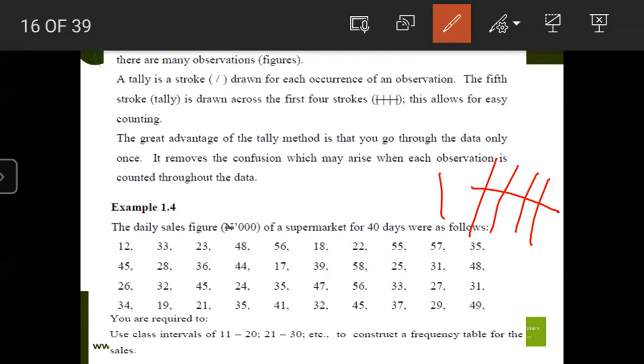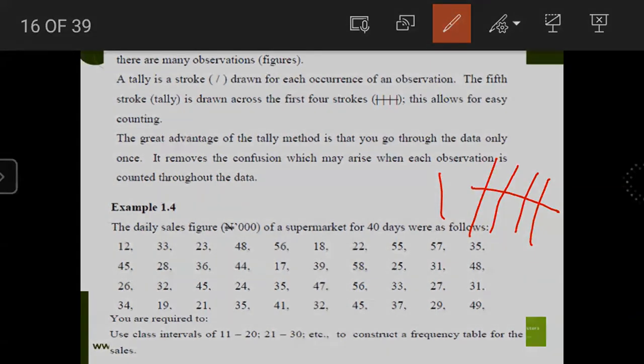Let's take, for instance, the daily sales figure, given in thousands, of a supermarket, as follows. If you look at the data, you will see that though we can start finding the numbers of 12, the numbers of 33 and the rest, you might not get an accurate calculation. So we are now going to use what you call group data to analyze. In analyzing it, we are going to use class interval. So let's get started.